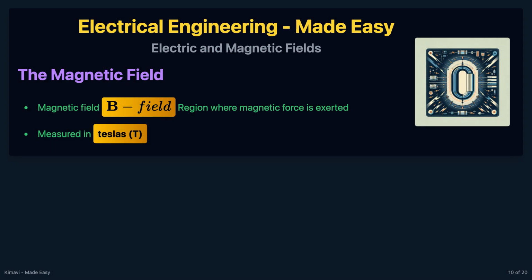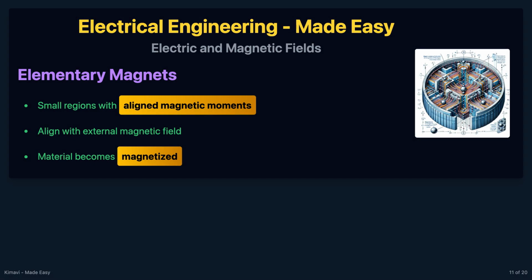A magnetic field, or B field, is a region where a magnetic force is exerted on moving charges. The magnetic field is measured in teslas. Elementary magnets are small regions within a material where the magnetic moments of atoms are aligned. These regions can align with an external magnetic field, causing the material to become magnetized.